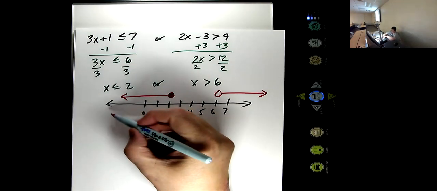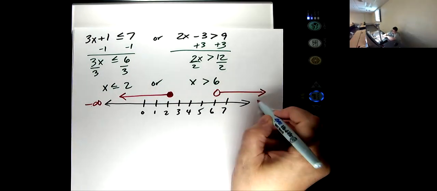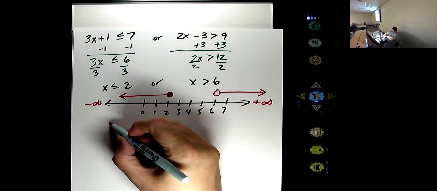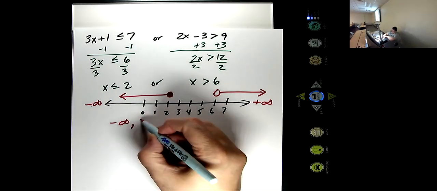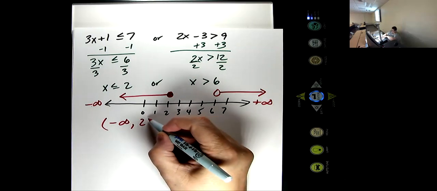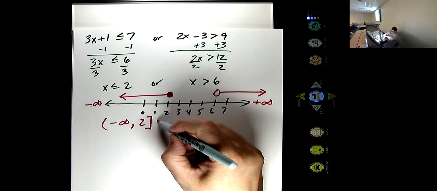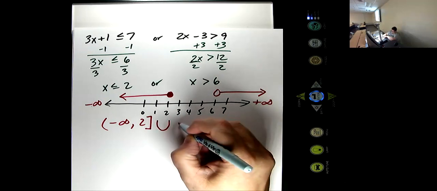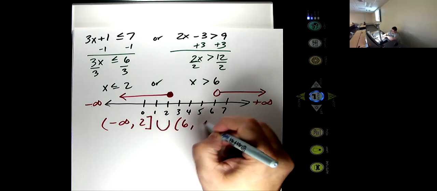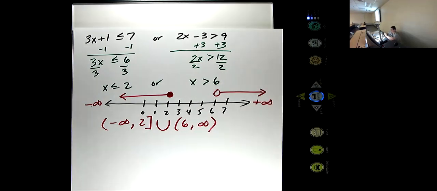So, in interval notation, we have negative infinity up to 2, parentheses for the infinity, but 2 gets the bracket. Then we have a big old fat union symbol, and then the parentheses with the 6 up to infinity.